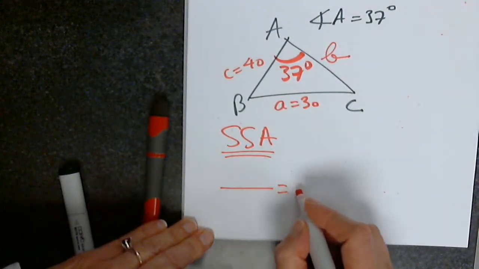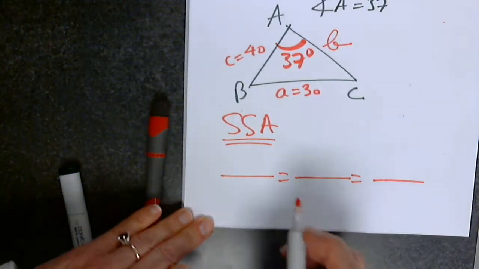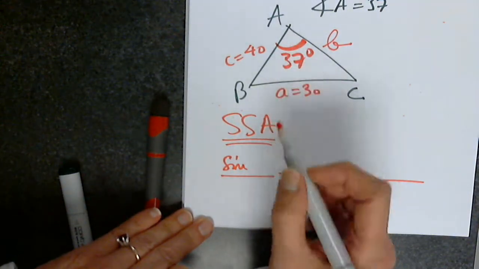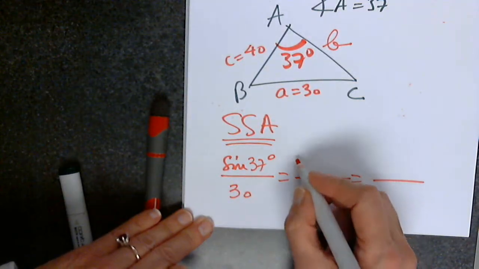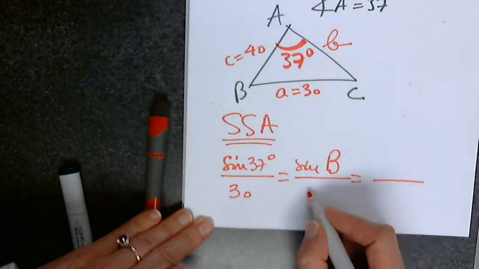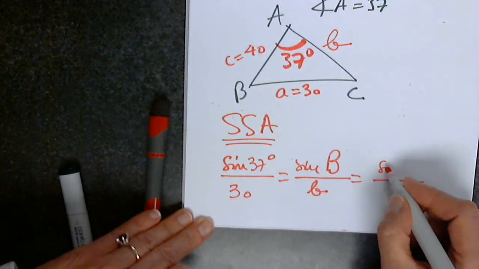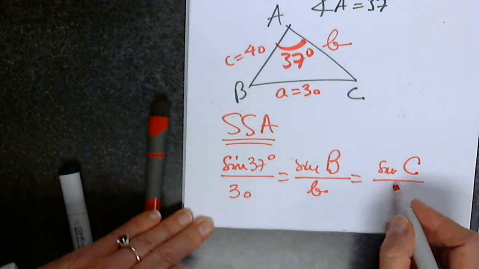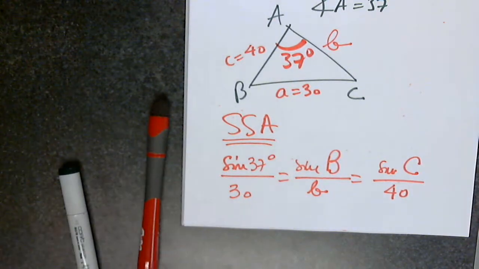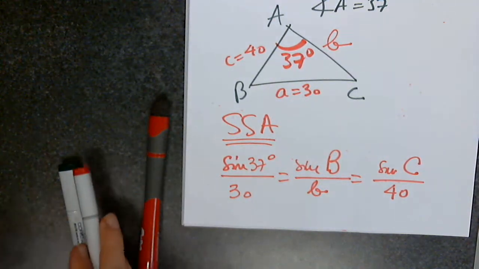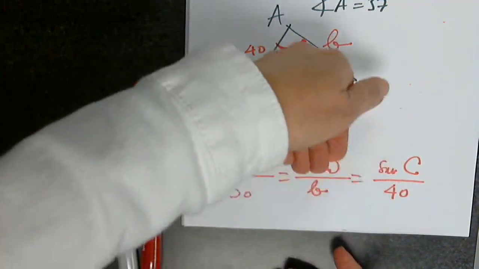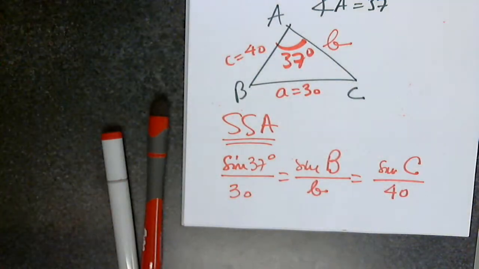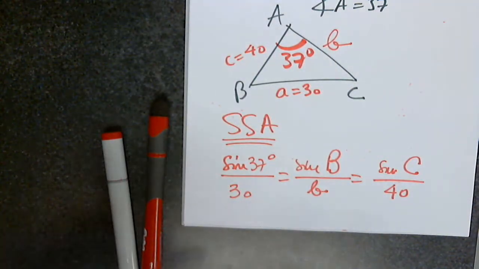So give me the proportions. First of all, let's write the theorem one more time. Sine 37 over 30 equals sine B, which I don't have, over b, and equals sine C, which I don't have, over 40. Which of these proportions will help me find something? The first one with the last one. This one cannot be involved yet because I don't have anything there. There are two unknowns, top and bottom.